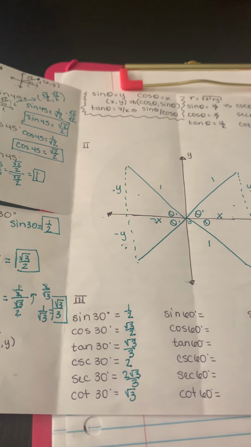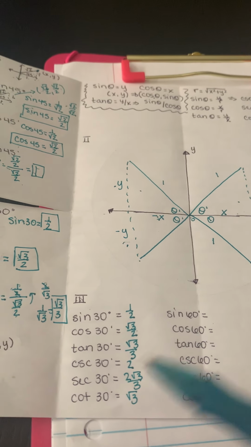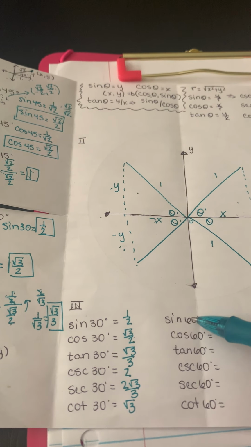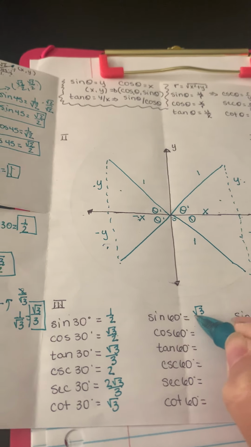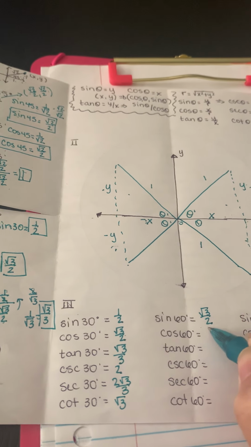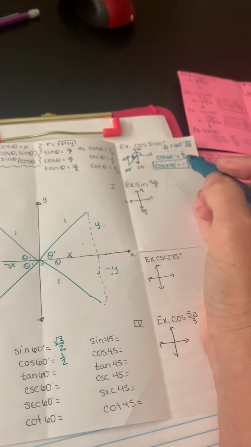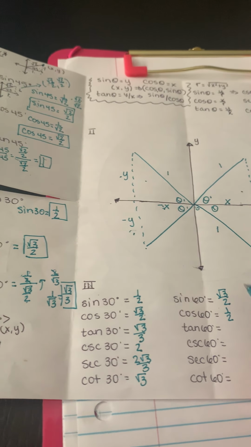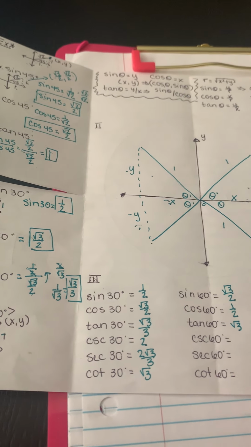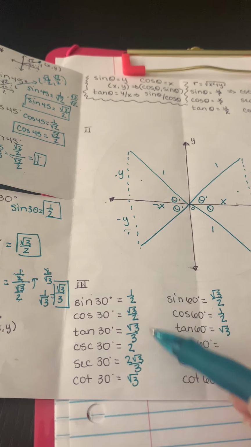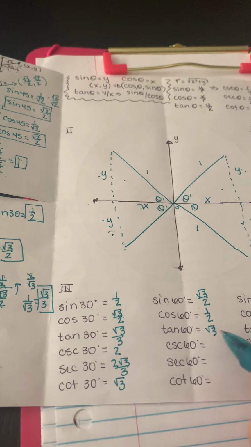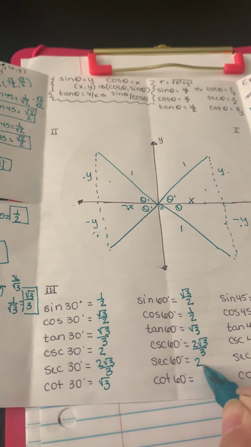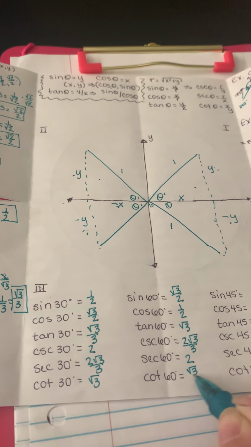Okay? Now, since 30 and 60 are opposite angles of each other, their sine and cosines are going to be opposite of each other. So since sine of 30 is 1/2, sine of 60 is going to be the square root of 3 over 2. Cosine of 60 is going to be 1/2. That's how I knew that the cosine of 60 was 1/2. Tangent of 60 is going to be the square root of 3. Then I do the same thing that I did over here, the reciprocals. Cosecant of 60 is 2 square root of 3 over 3. Secant is 2. And then cotangent is the square root of 3 over 3.